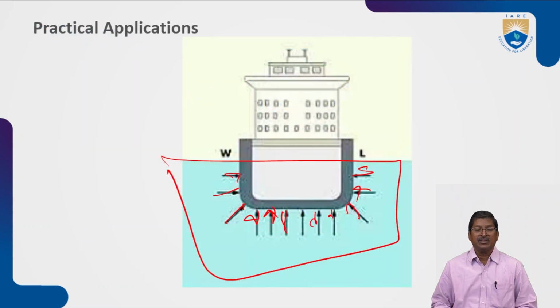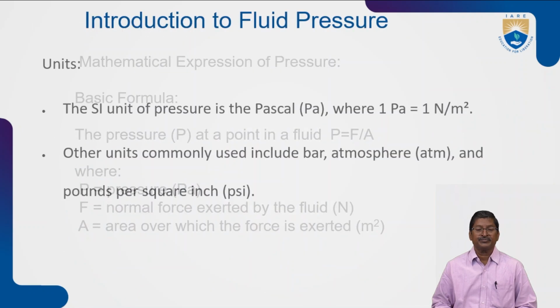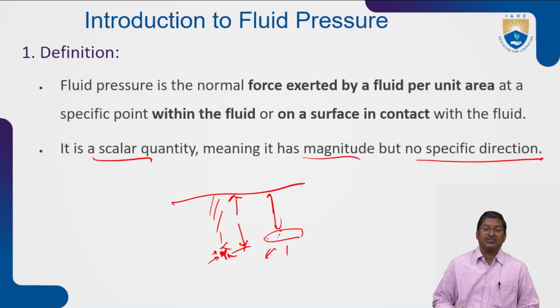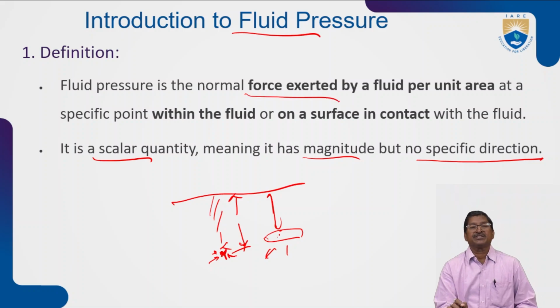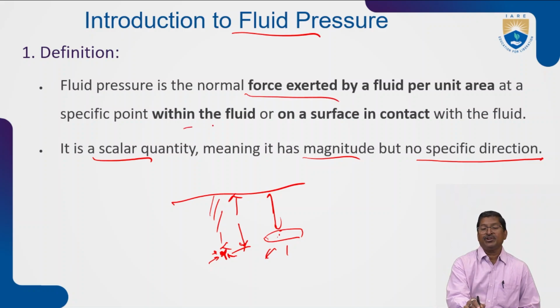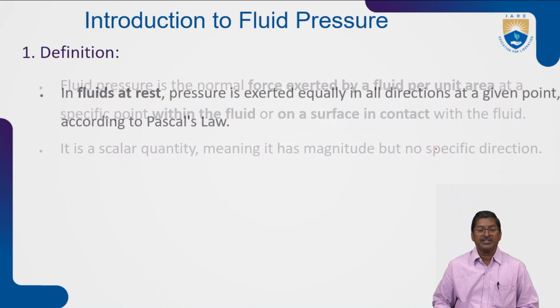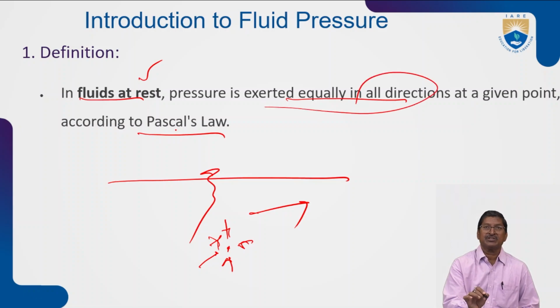So today what we learned: introduction to fluid pressure is nothing but the force exerted by the fluid per unit area within the fluid or onto the surface of contact, which is a scalar quantity. That means it does not have any specific direction, only magnitude. And when the fluid is at rest, that means it's static, pressure will act equally in all directions, which is called Pascal's law.